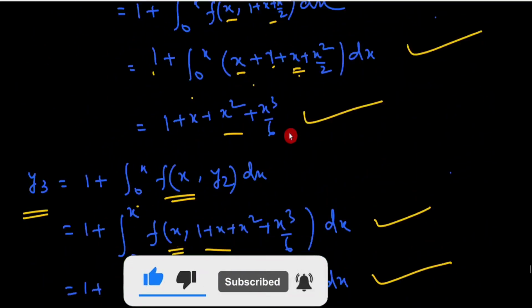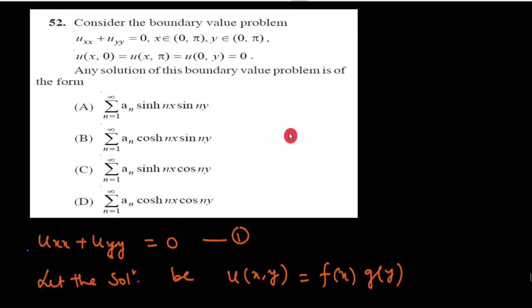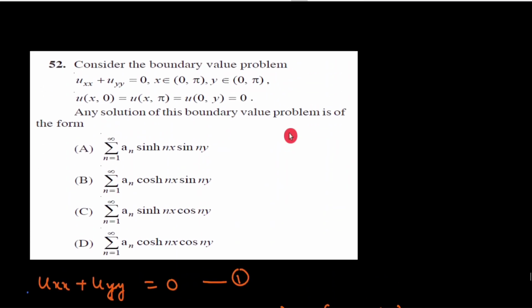Question number 51 done. Now go to question number 52, and this is the last question for this video. So question number 52 says that consider the boundary value problem uxx plus uyy equal to 0.